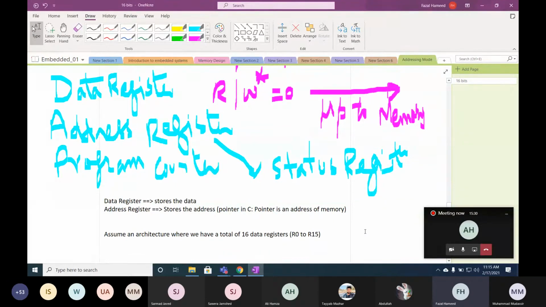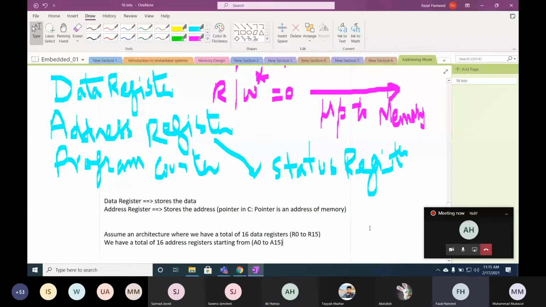Now we also assume in the architecture we have a total of 16 address registers, starting from, where will it go from and to? A0 to A15.